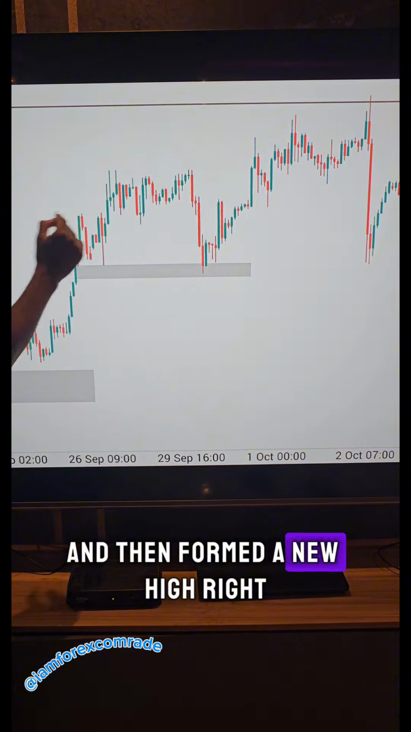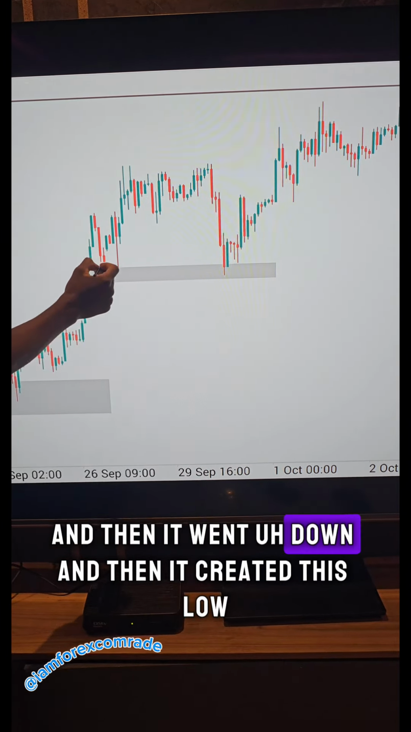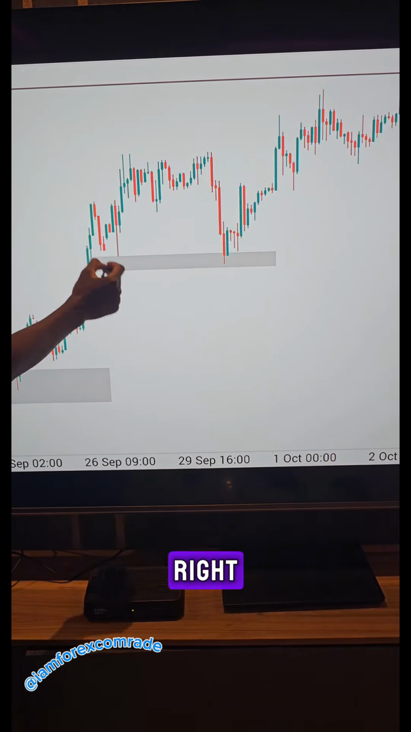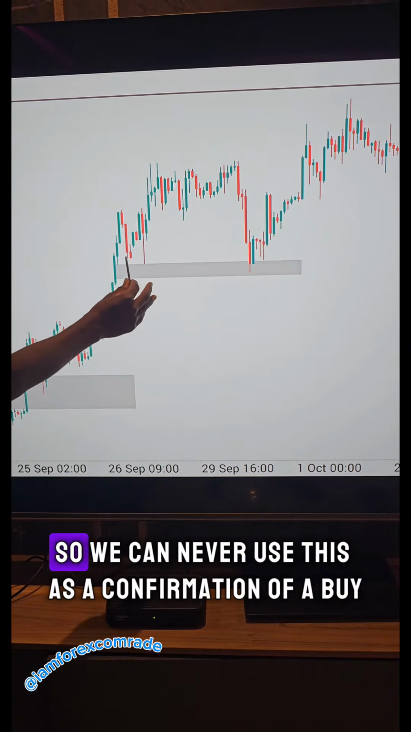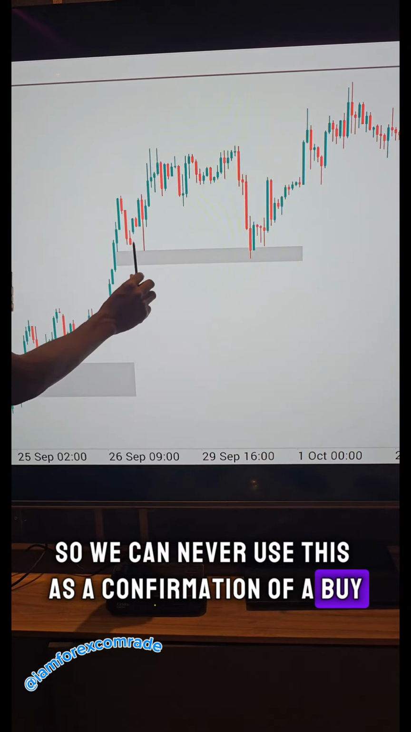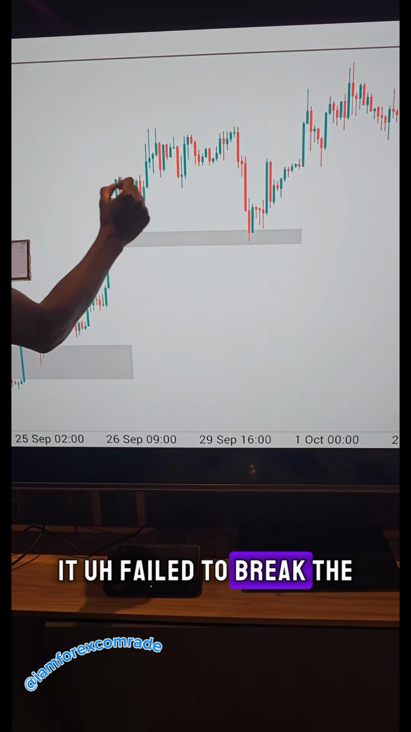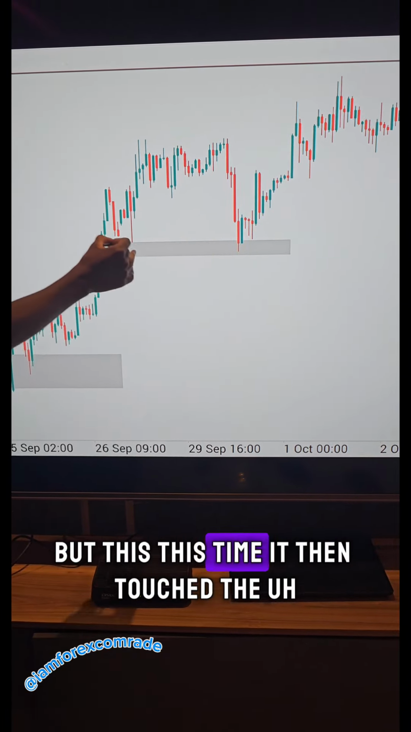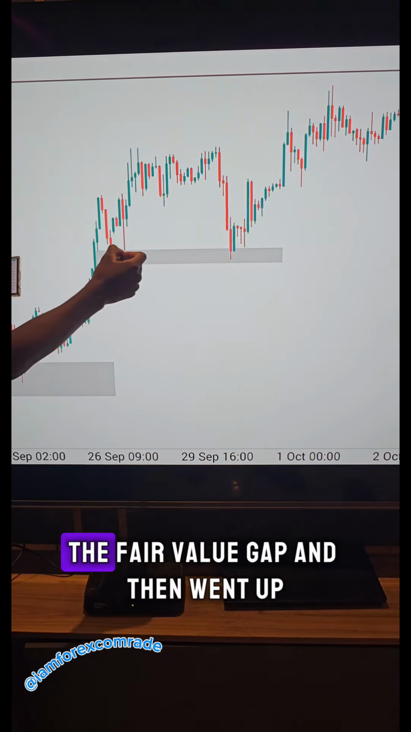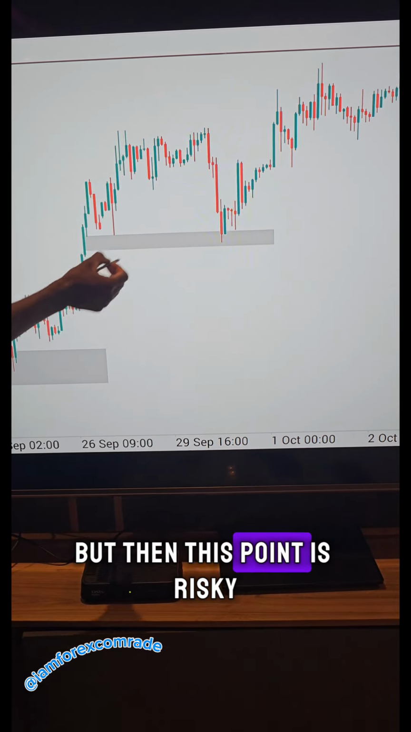And then it formed a new high, and then it went down and created this low. But this low did not touch our fair value gap, so we can never use this as a confirmation of a buy. However, the market went back up again. It failed to break the new high that was created before, and then came back again. But this time it touched the fair value gap and then went up. So we can actually enter at this point, but this point is risky.